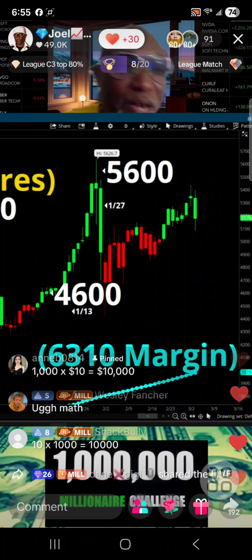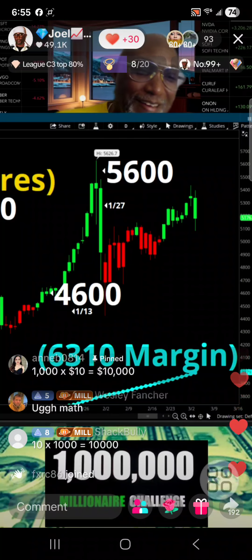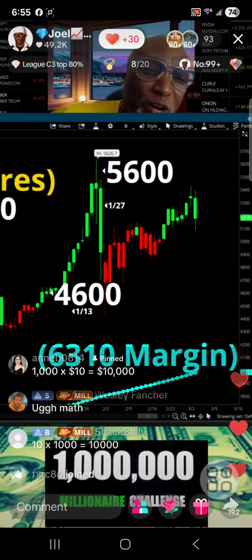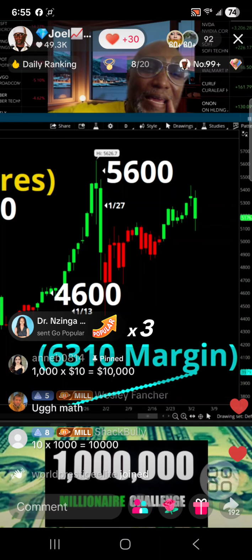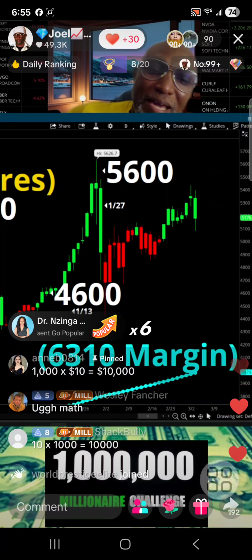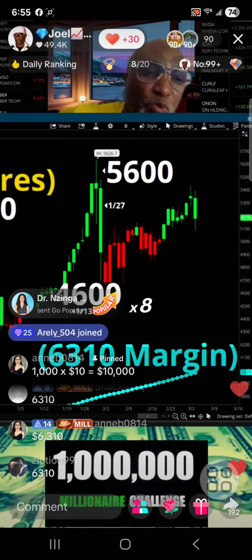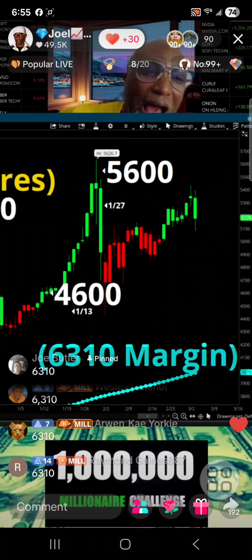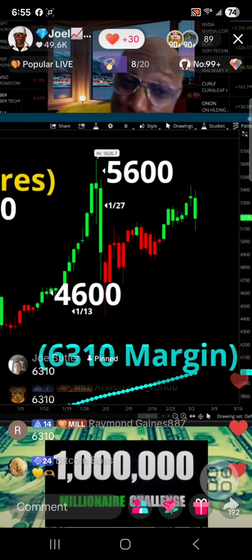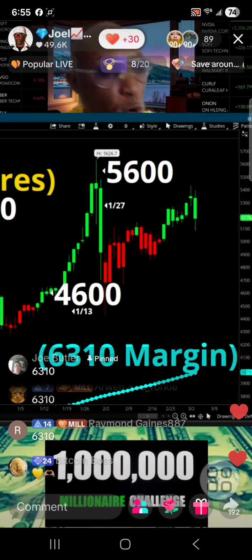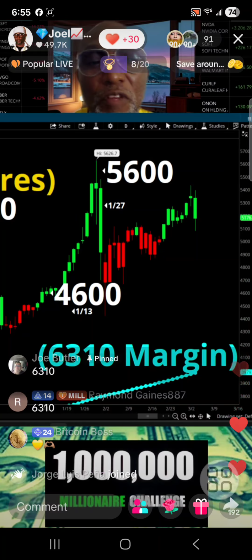How much money did I need in my account to make that 10 grand? I must keep saying it over and over again. How much money did I need in my account to make 10 grand? I needed 6,310. I just made over 100% in gold in 14 days. That is the beauty of the futures market.